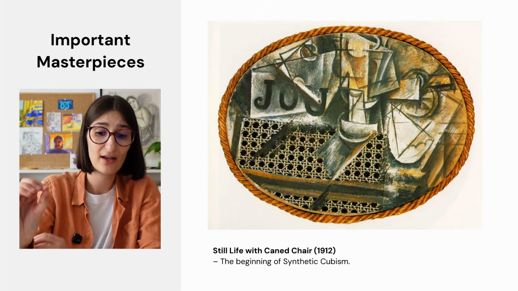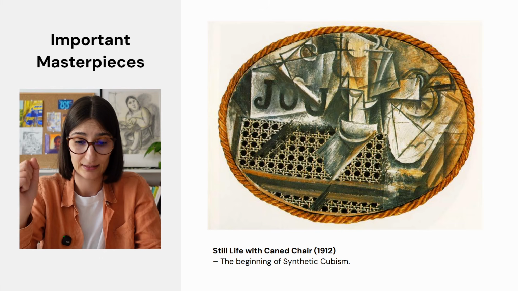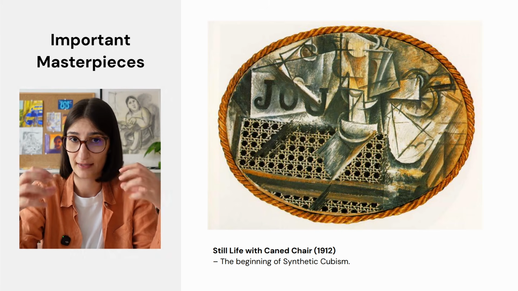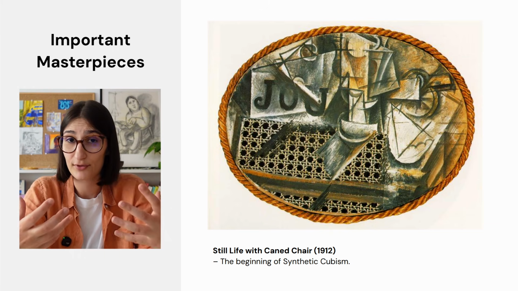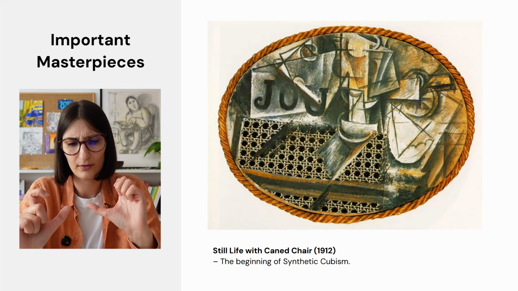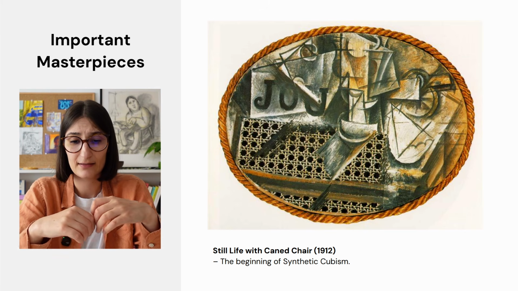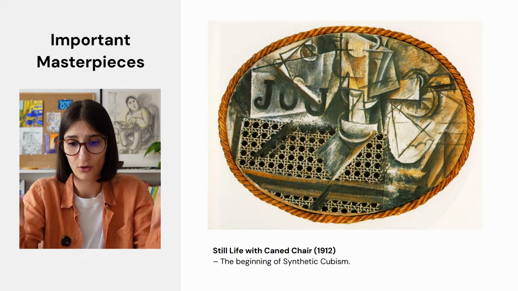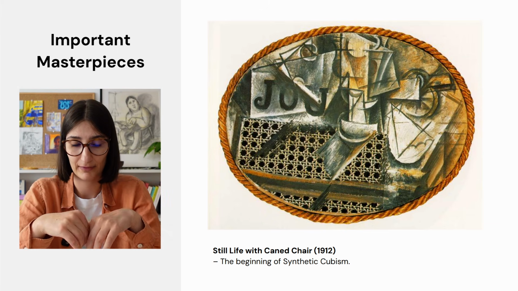born. And then we have this Still Life with Chair Caning, made in 1912 by Pablo Picasso, and it marks the beginning of synthetic Cubism. Here we can see the introduction of everyday objects into the paintings. This pattern that we see on the bottom left side of the painting is a collage, and also the rope around the canvas was applied later.